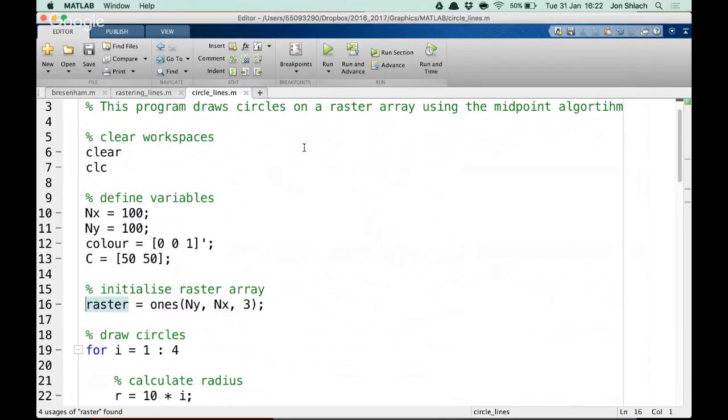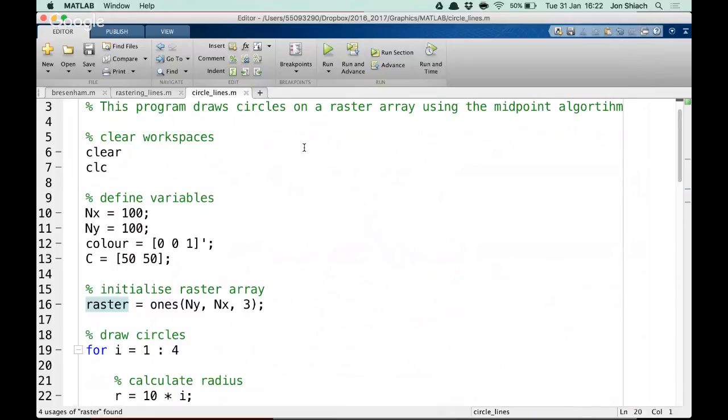Initialize a raster array. So 1s, ny, nx, and 3 creates my raster array. Because it's all 1s, it's all going to be white. If I wanted it black, all 0s. I don't mind if it's black or white in your assignment.